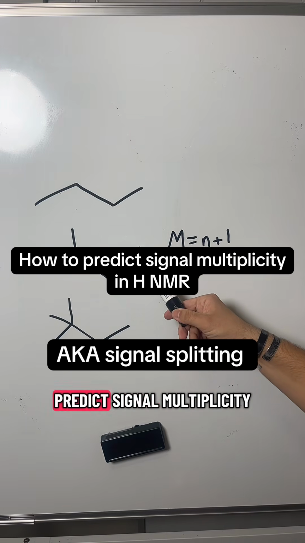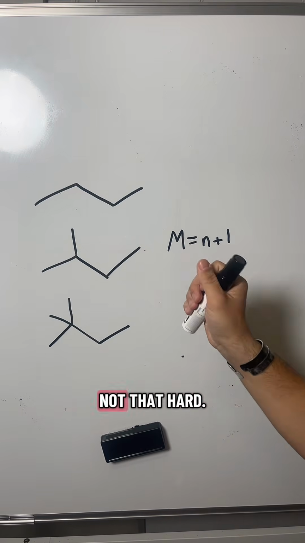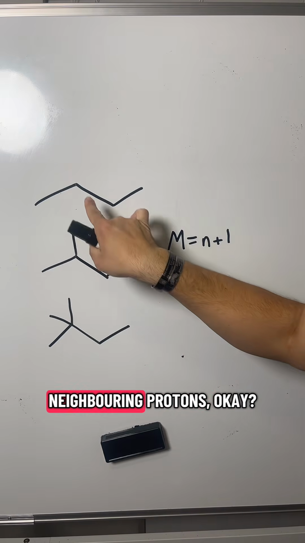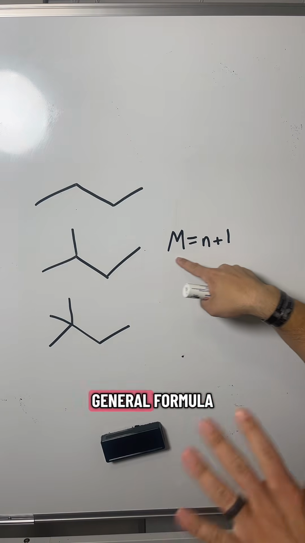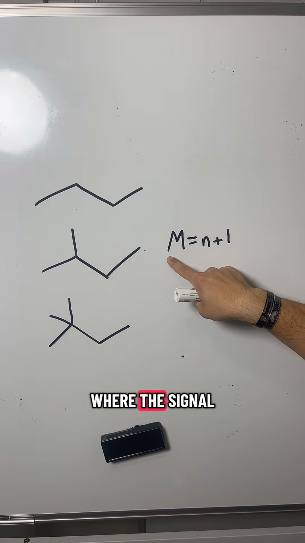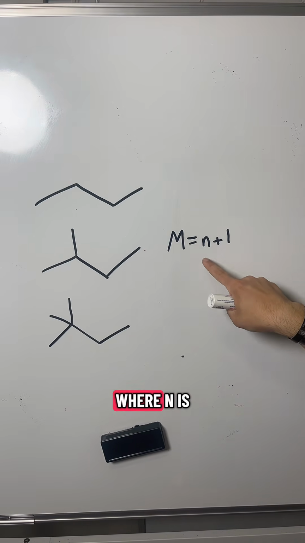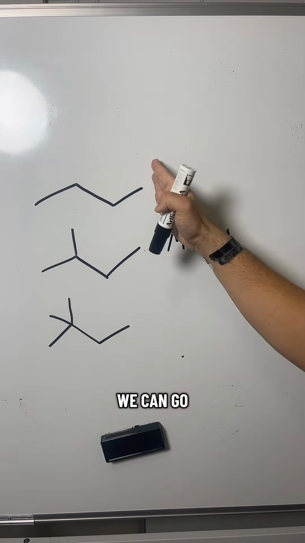You need to know how to predict signal multiplicity in NMR if you're going to pass organic chemistry too. And honestly, it's not that hard. So what we do is we look at the neighboring protons, okay? And we use this formula right here, which is your general formula, where the signal multiplicity is equal to n plus 1, where n is the number of neighboring hydrogens that are non-equivalent. We can go through some examples now.